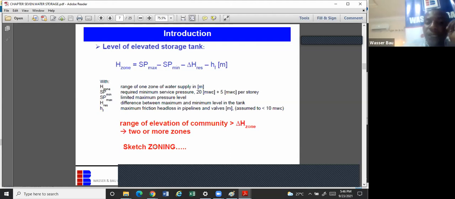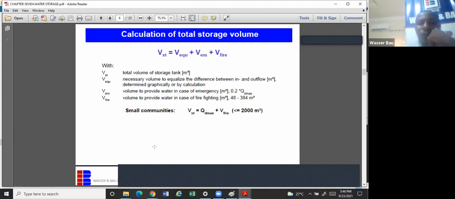So for your zoning, like he said, if you want to understand how you zone your network, it will be maximum service pressure minus the minimum, minus the height of the tank or height of water in the tank, then minus acceleration due to gravity. Okay, so these are the definitions. This is how you go about them. So he has explained this today.